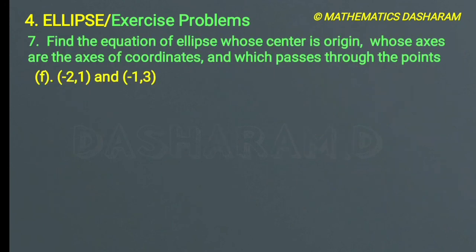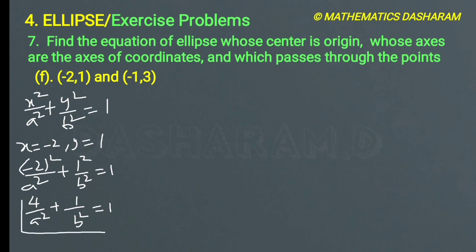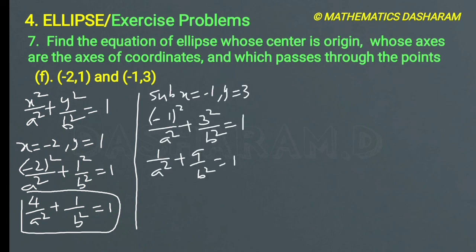Question number F: (-2, 1) and (-1, 3). So let's select the standard form: x square divided by a square plus y square divided by b square equals 1. Substitute the first point, that is (-2, 1): 4 divided by a square plus 1 divided by b square. Next substitute the second point, (-1, 3): 1 divided by a square plus 9 divided by b square.